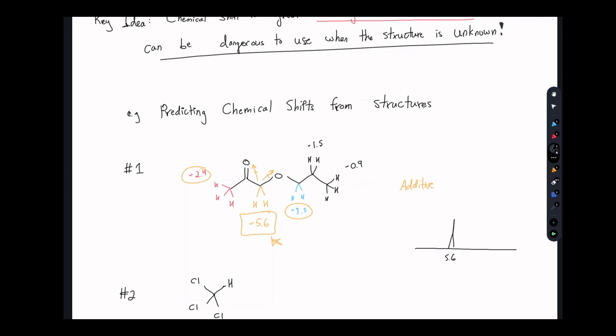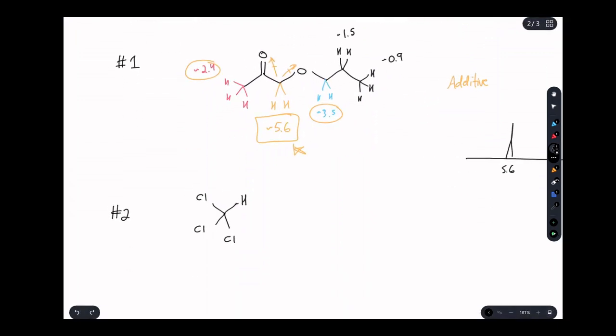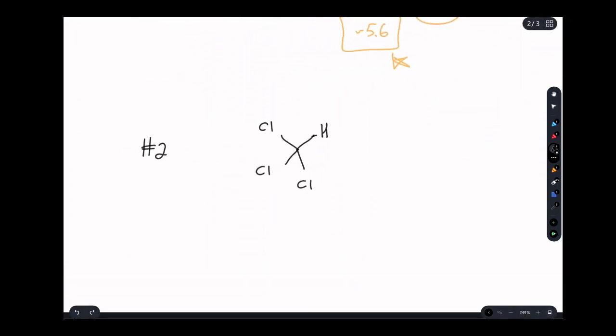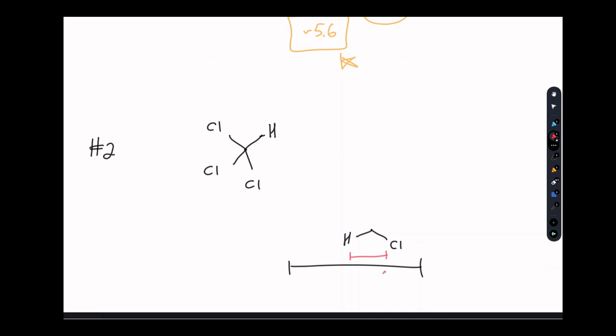So keep in mind that while chemical shift is great, it's dangerous to use when we don't fully know the structure. Another example of this is demonstrated by this trichloromethane. Now, this wouldn't be the hardest NMR to do, but let's talk about why this is misleading. A hydrogen that is connected to the same carbon as a chlorine on a typical correlation chart, you might expect this to be somewhere around 2 to 2.4 ppm, based on the correlation table that you have.